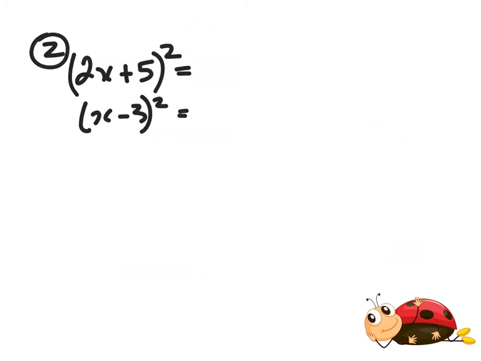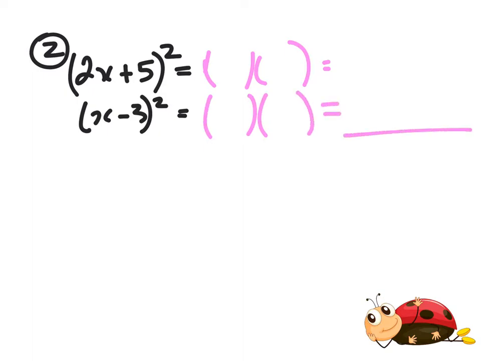Question 2, remove the brackets. Well, we should be able to do that. Pair of brackets times a pair of brackets, get an answer. Similarly, pair of brackets times a pair of brackets, get an answer. Big takeaway sum. We've done loads of those.